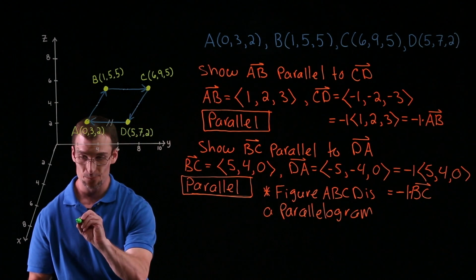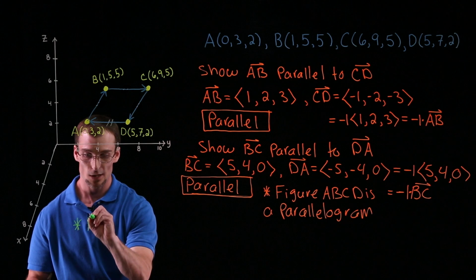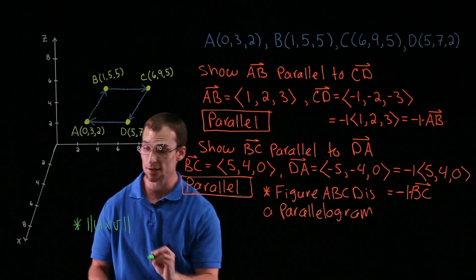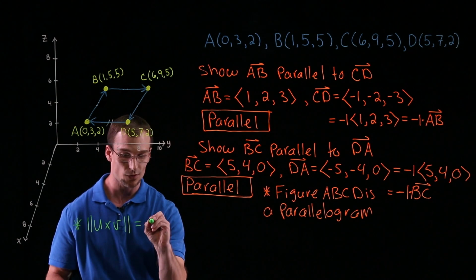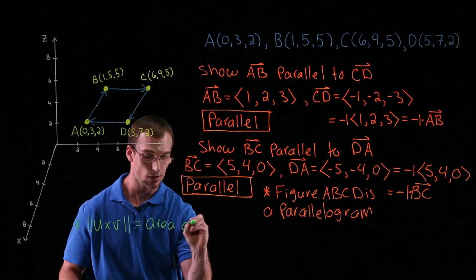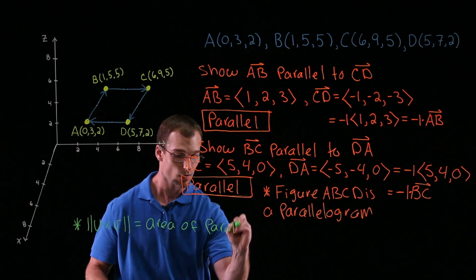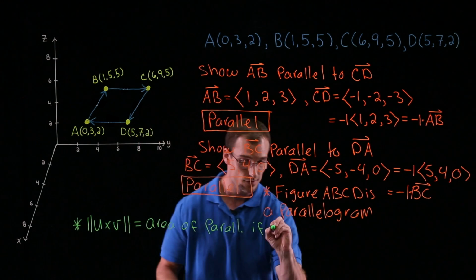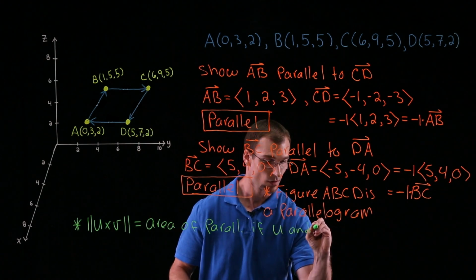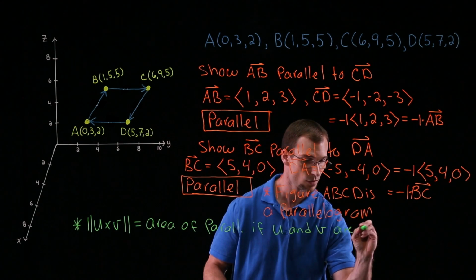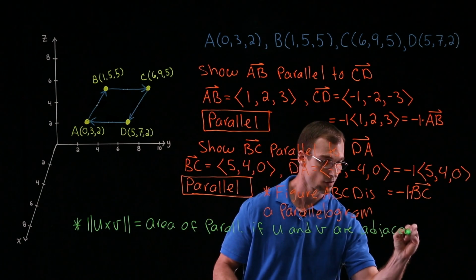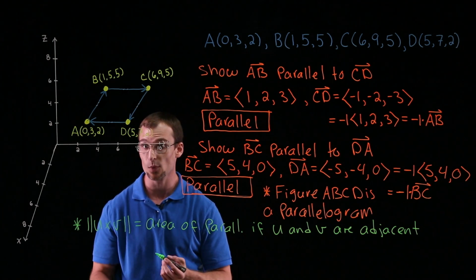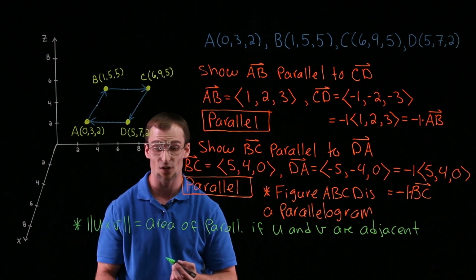Well, if you remember, if we take the magnitude of the cross product between two vectors, say the magnitude of u cross v, this equals the area of a parallelogram if u and v are adjacent sides. Okay? So then all we have to do is, in our figure, take two adjacent sides, find the cross product, and then find the magnitude of that cross product. That gives us our area.